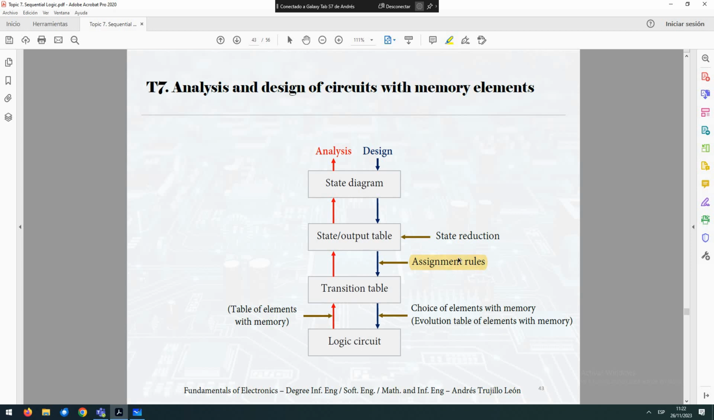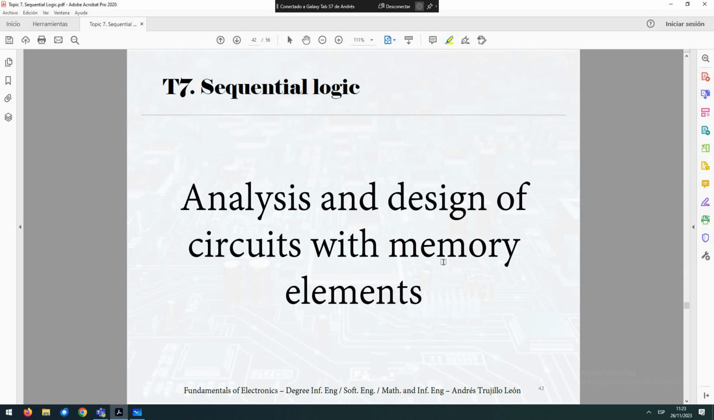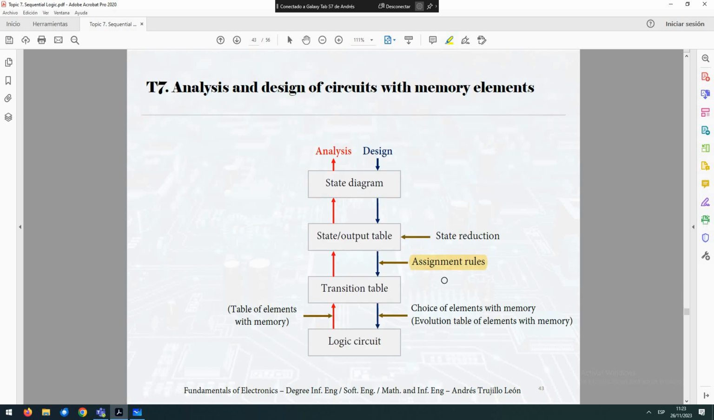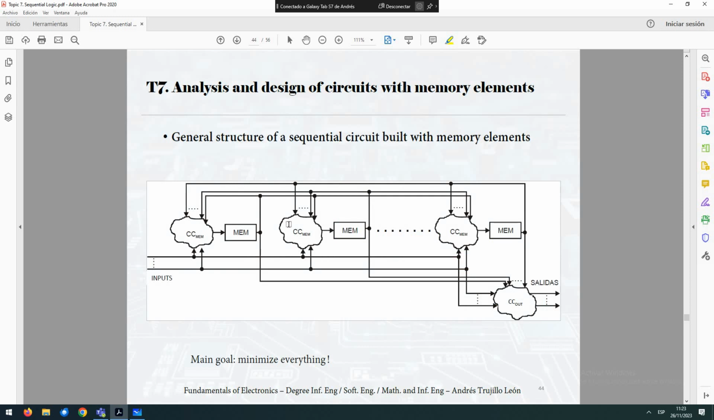You may wonder what happens if we do a right assignment of the codes to the states. If we do a correct assignment, we're going to reduce the combinational circuit before the memory element. This combinational circuit is going to depend directly on the code that we assigned to the states from the state output table. So once we have the minimum possible number of memory elements, we are going to try to make this combinational circuit at the input of the memory elements as small as possible.